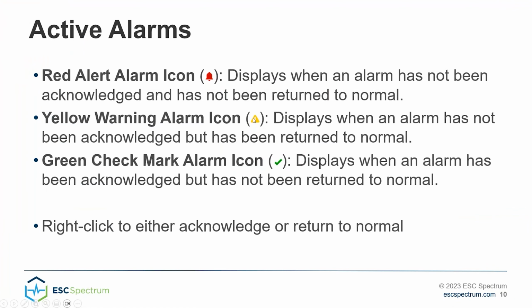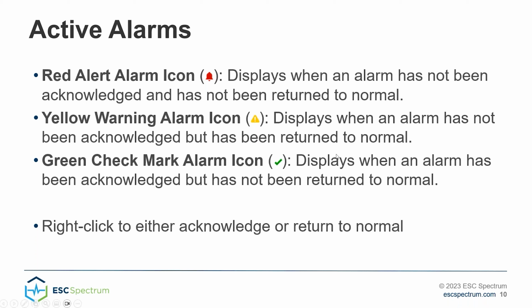And then you'll have a yellow triangle and a warning alarm icon when it has not been acknowledged, but it has returned to normal on its own. So just letting you know, hey, you haven't done anything with this alarm. It has returned to normal on its own, but you need to acknowledge it.